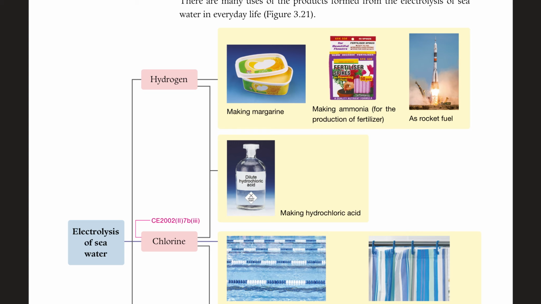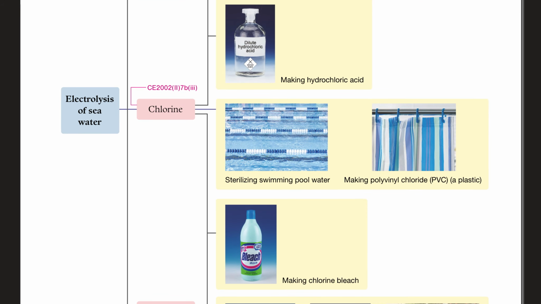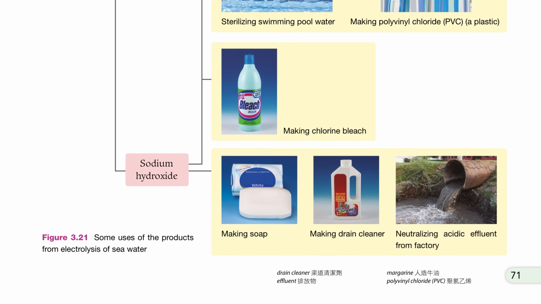And for chlorine, as we all know, chlorine can be used to sterilize swimming pool water, which means it can kill germs. Besides that, it can also make chlorine bleach. Finally, for sodium hydroxide solution, it can be used to make soap and drain cleaner.